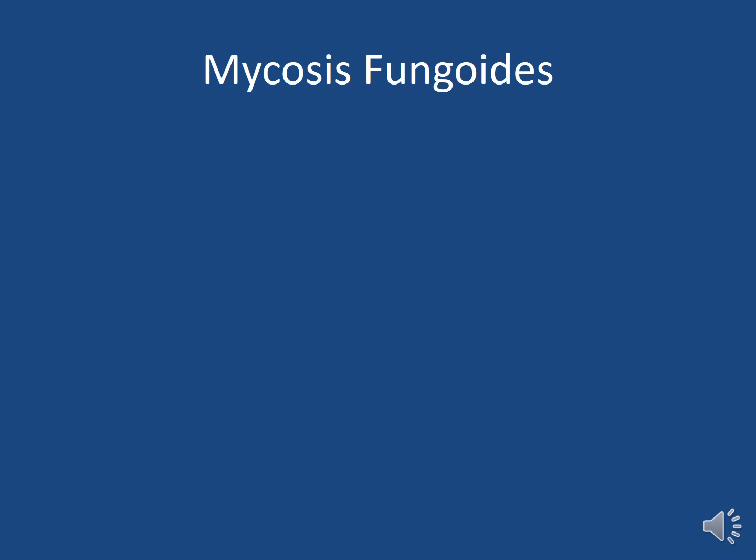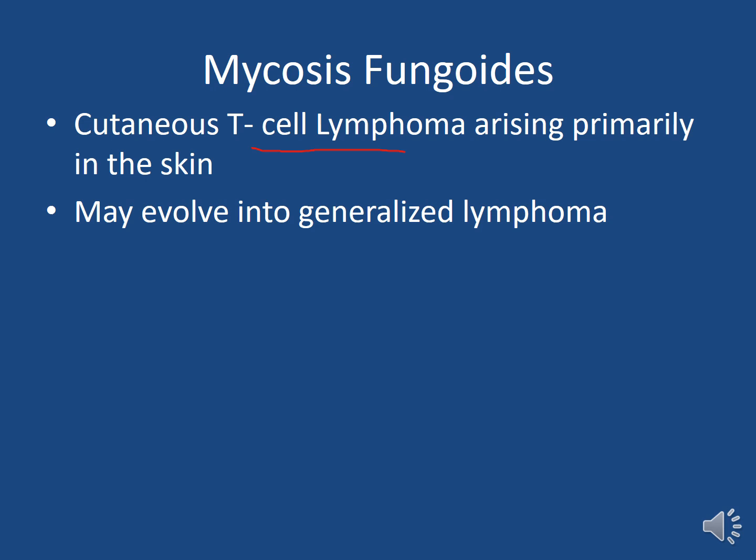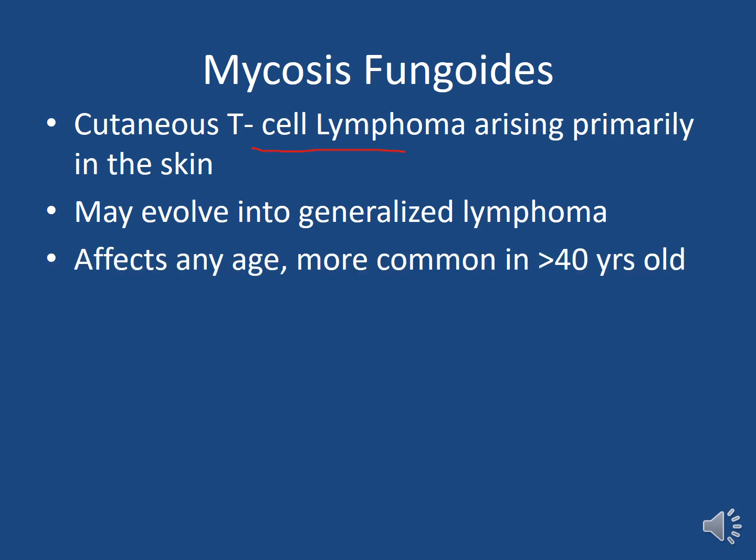Another condition that will present a tumor in the skin secondary to migrant cells is mycosis fungoides. This is a T-cell lymphoma that primarily arises in the skin, okay? So, primary cutaneous T-cell lymphoma, which may evolve in time into a generalized or systemic form of lymphoma. This commonly affects the age group of more than 40 years old.